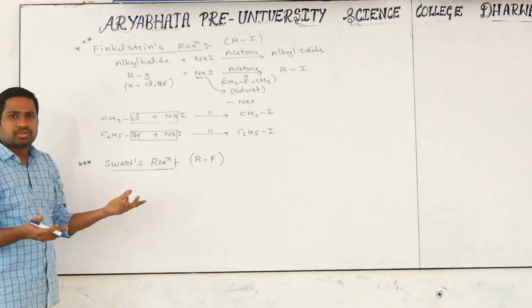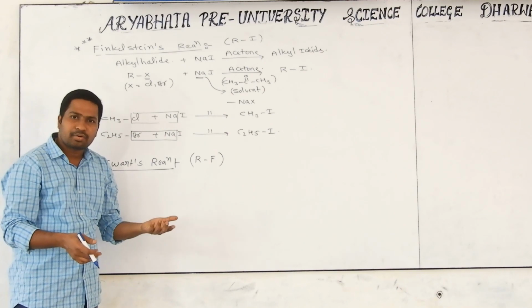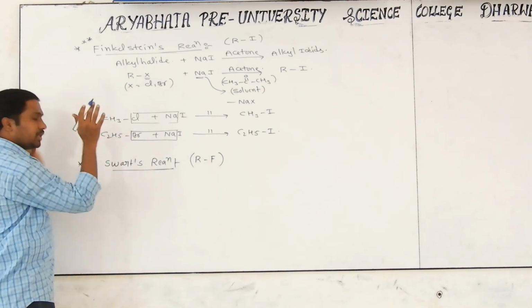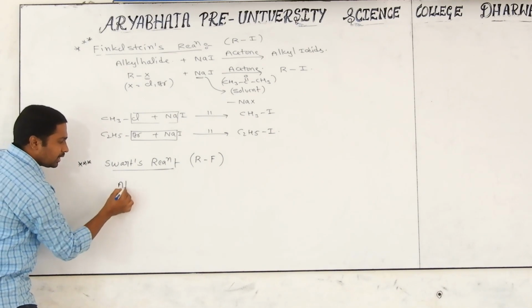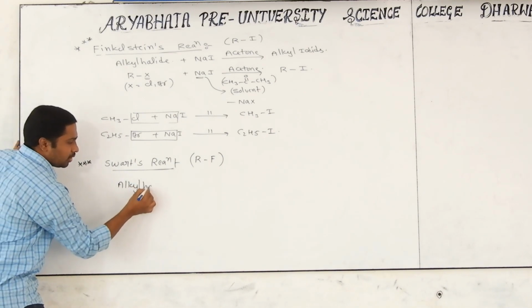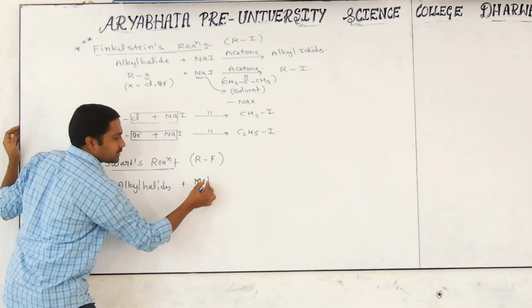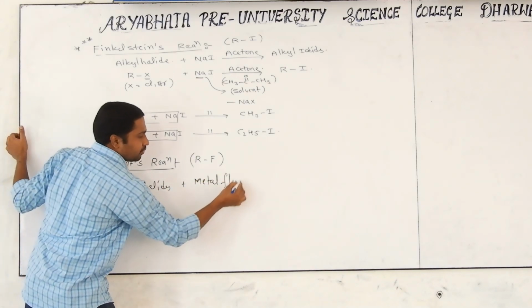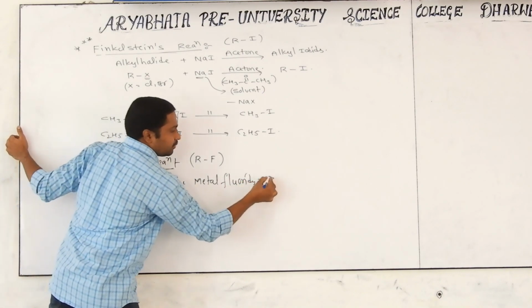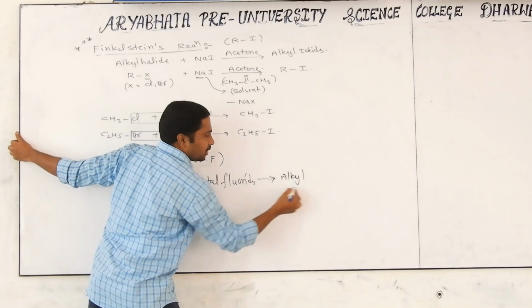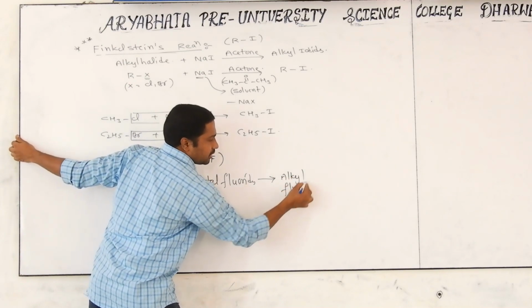So we may ask one more question: to prepare alkyl fluorides, what is the named reaction? Swarts reaction. So what is the thing? Same thing, just see carefully. Alkyl halides will be treated with metal fluorides. Then which compound are we getting? Alkyl fluorides.